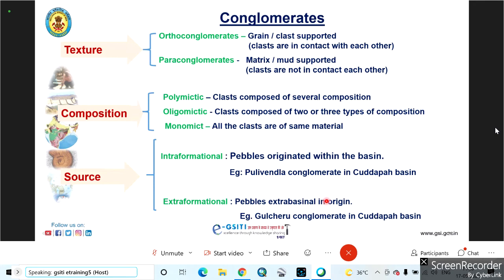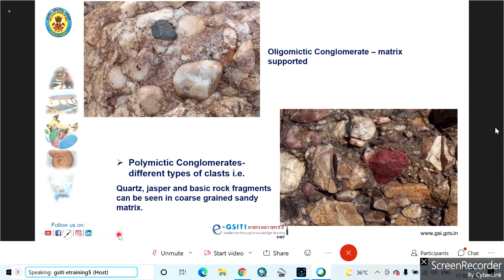In the Indian stratigraphy, there are 2 examples of this category: the Pulivendla conglomerate in the Kadapa Basin is an example of an intraformational conglomerate, whereas the Gulcheru conglomerate is an example of an extraformational conglomerate. Here are photographs of the oligomictic conglomerate and the polymictic conglomerate, where different types of clasts are present, that is quartz, jasper and basic fragments.